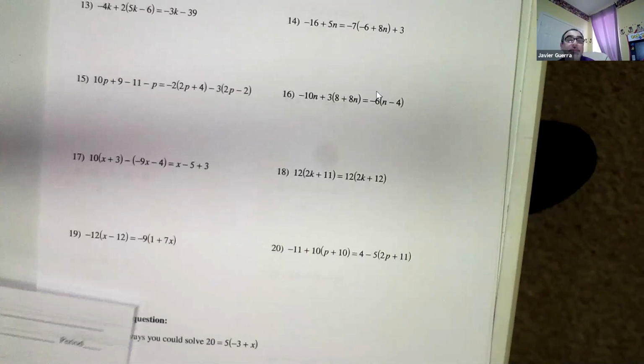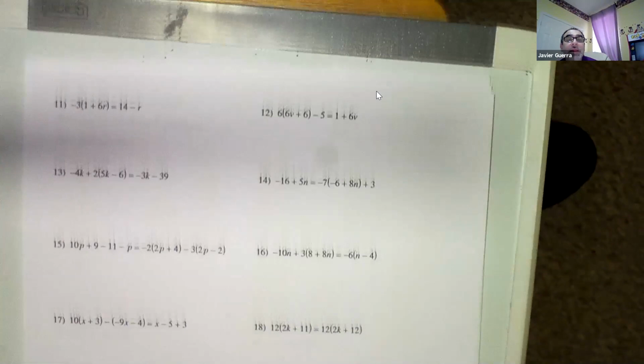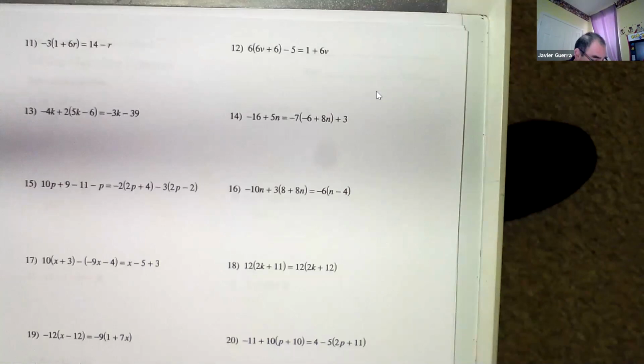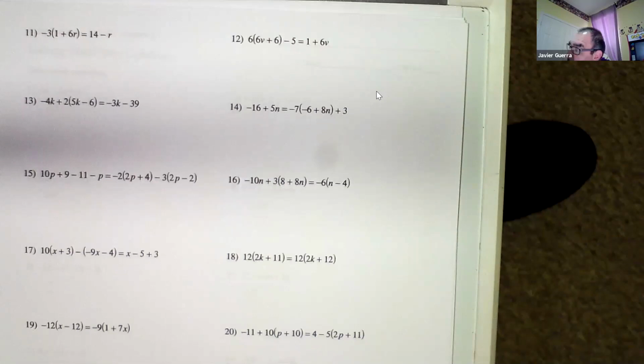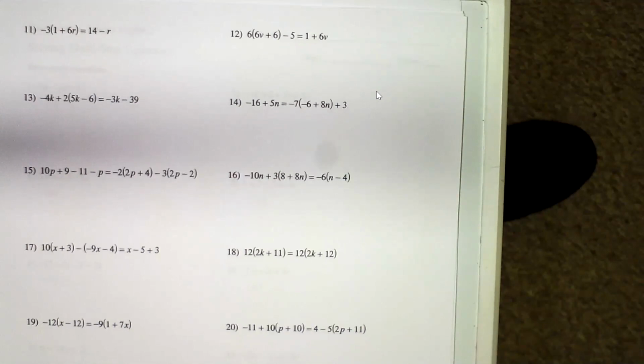Okay. So I'm going to let you guys pick. All right. Because I did all of them last night. I stayed up till 7 o'clock for you guys working on this. All right. So which one from 11 through 20 looks fun that we could do? You said 15 looks fun. All right, let's do 15.